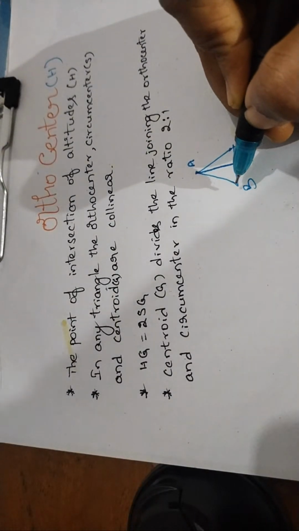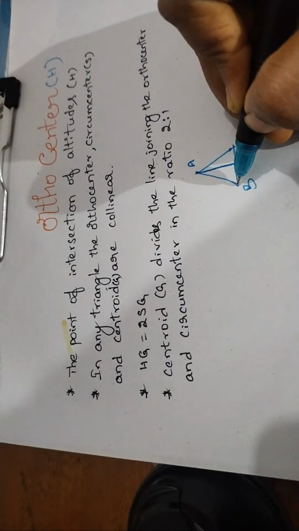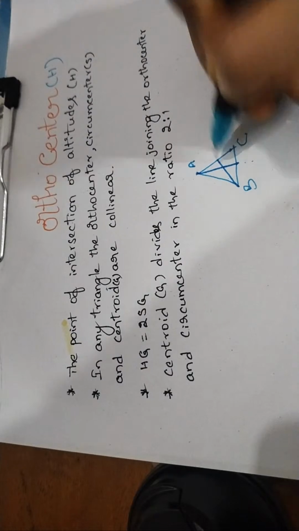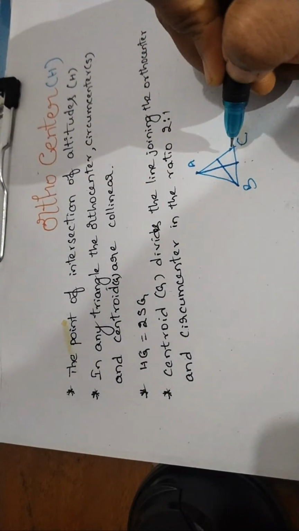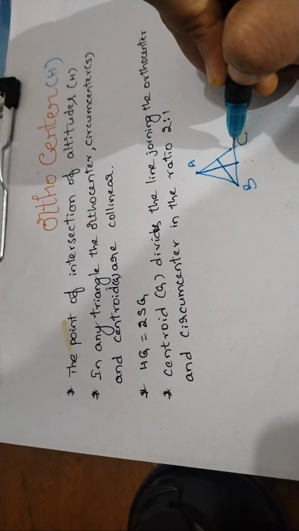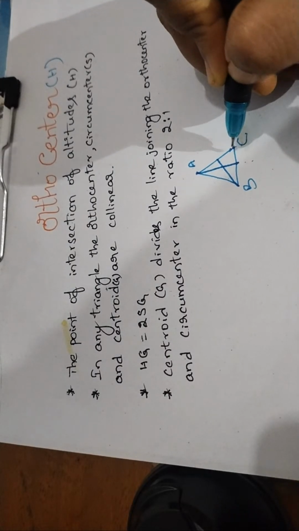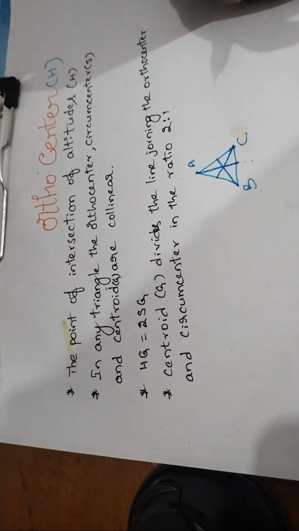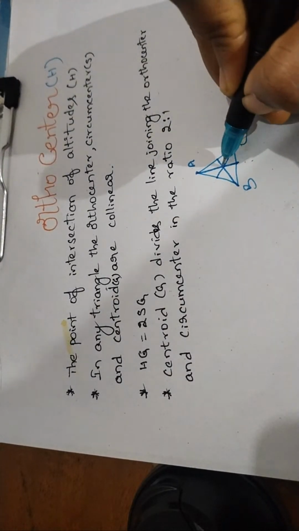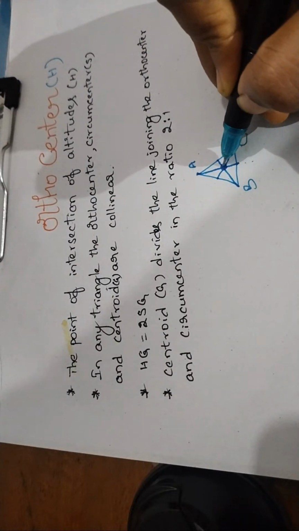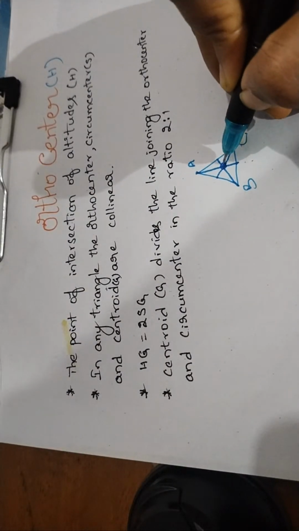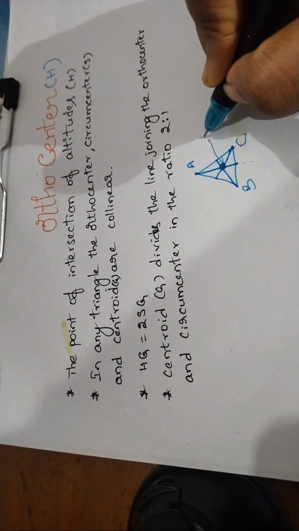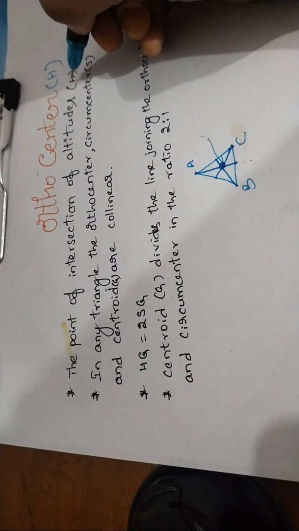And I will take another vertex, B. From this, I will draw an altitude to the opposite side. And one more, I will take the last vertex C, and draw an altitude to the opposite side. So this point of intersection is called the orthocenter, and it is indicated by the letter H.